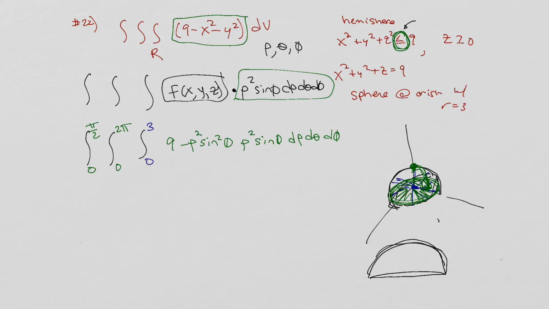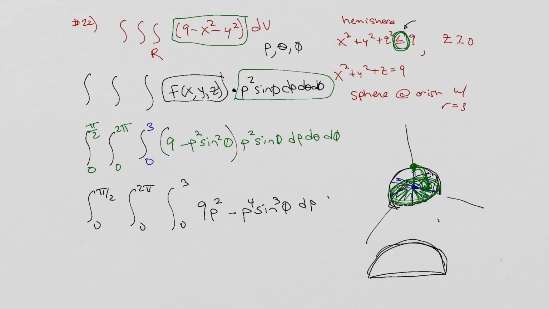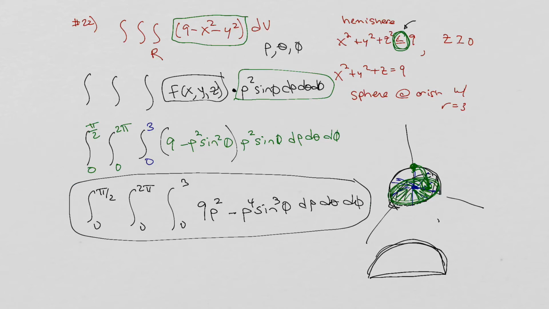Right? And then we can simplify it just a little bit. Right? So I could rewrite the inside part as 9 rho squared, whoops, because remember, it should be like this. I kind of wrote it wrong. Times, or minus, I'm sorry, rho to the 4th sine cubed phi d rho d theta d phi. Okay. All right, so this is how we could rewrite that integral using that spherical coordinate model.